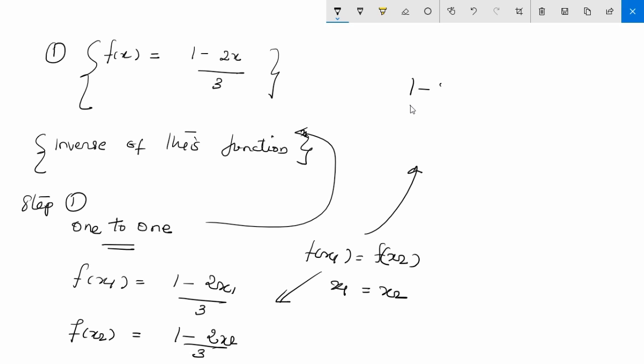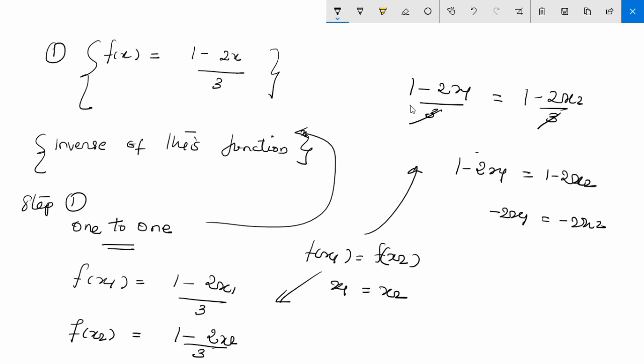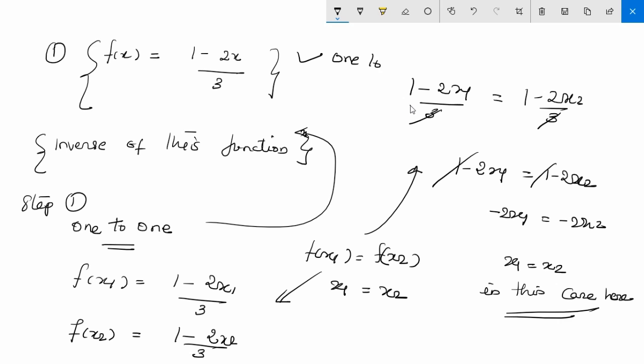It can be solved like this: 1 minus 2x1 divided by 3 is equal to 1 minus 2x2 divided by 3. The 3s will cancel, so 1 minus 2x1 is equal to 1 minus 2x2. Minus 2x1 is equal to minus 2x2, because the 1s again cancel. So x1 is equal to x2 in this case. So this function is 1 to 1.